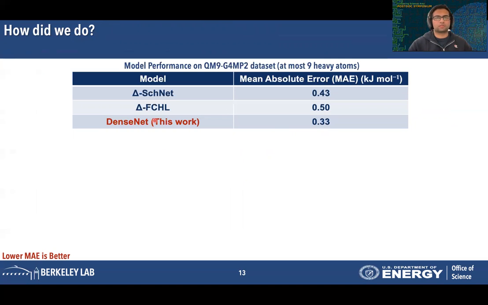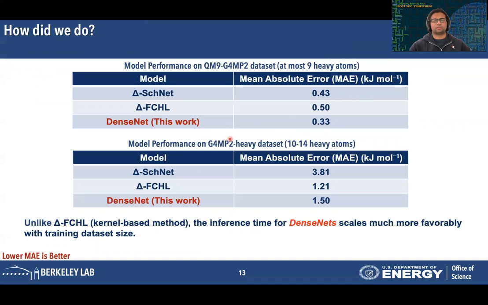So how did we do compared to some of the other models in the literature? In summary, for the QM9 dataset, which is a collection of molecules with at most 9 heavy atoms, our model clearly outperformed other models in the literature. In addition, for the dataset with slightly larger and heavier molecules, the DenseNet model is comparable to the delta FCHL model. However, the delta FCHL model is a kernel-based method, and thus its inference time scales poorly with large training datasets. Our DenseNet model, on the other hand, is a deep learning method and therefore could be easily used with large training datasets.